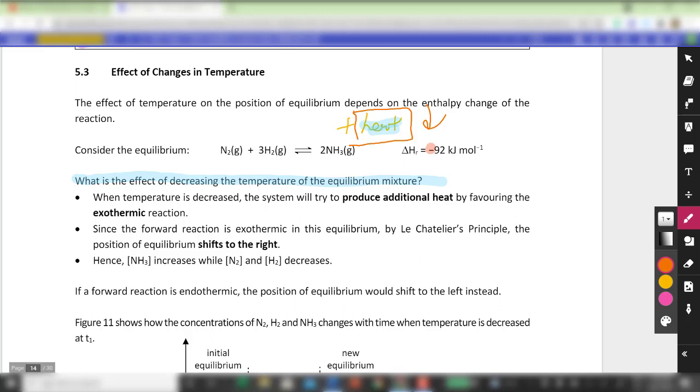As I said, this amount of heat is not a one-to-one exchange, but rather a response to a stress being applied to the system at equilibrium.